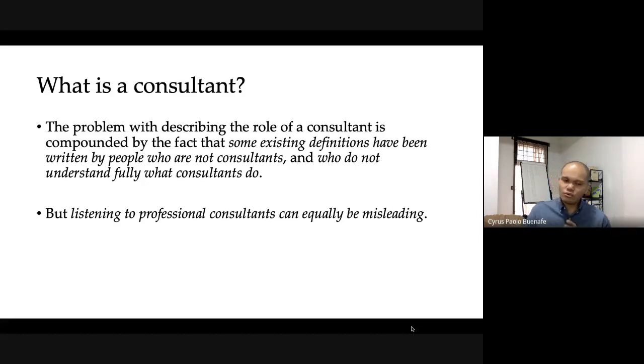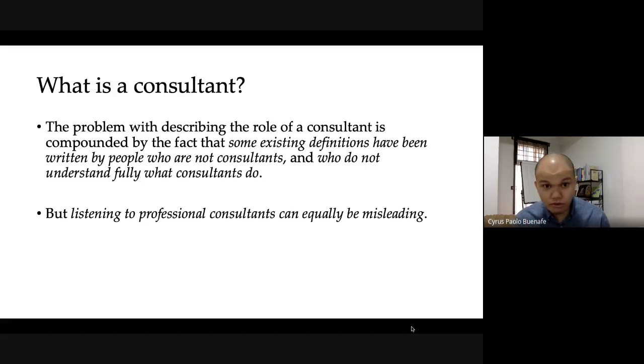So when we're looking at the consulting profession, it didn't just come up and say, okay, here's the consulting profession, here's the black box, everything you need to know about the consulting profession is there in that black box. No, the consultant would have grown from a field or from a profession that wasn't really described as a consulting profession. So yes, the existing definitions may have been written by people who are not consultants.